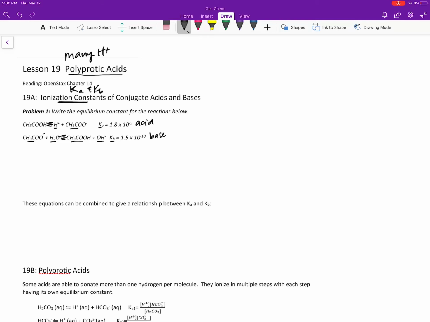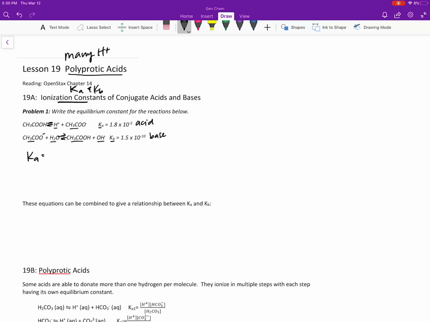One might say that these are reversible versions of each other, but they are a little bit different because of the component of water. If we think about reversibility, it is a reversible process, but there are different reactant and product species. So we're going to write the Ka and Kb expressions a little bit differently. Now let's start with Ka.